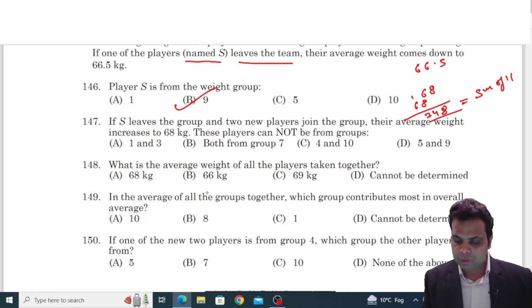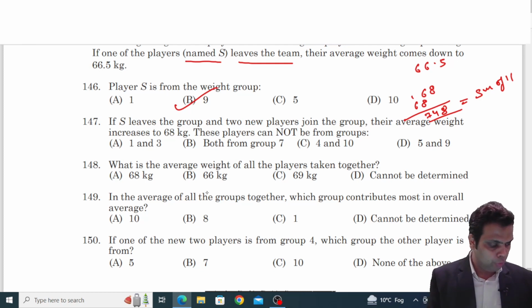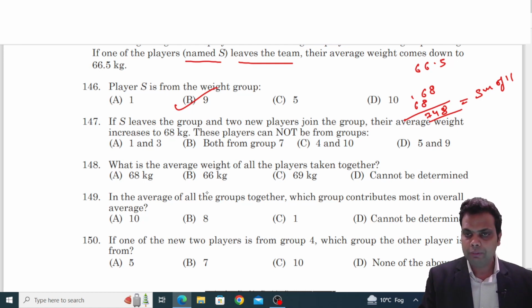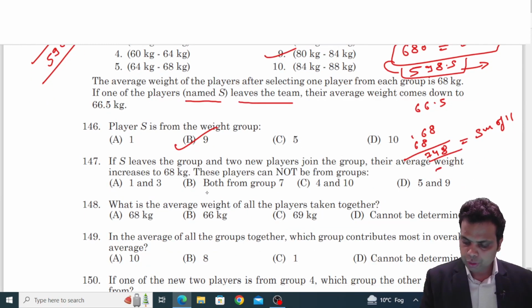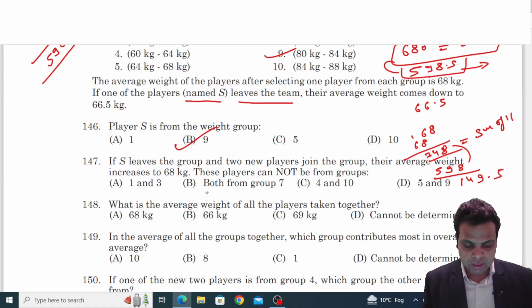Two players join the group, their average weight increases. These players cannot be from which group? Now you can see that we know S has left the group. So we know that without S, the sum, we have already done that, is 598.5. Subtract 598.5 from 748, and you will get the answer 149.5.